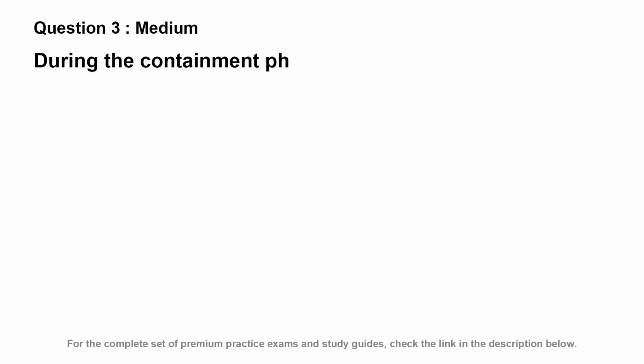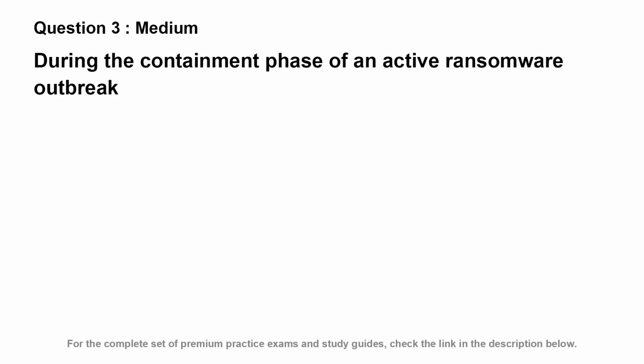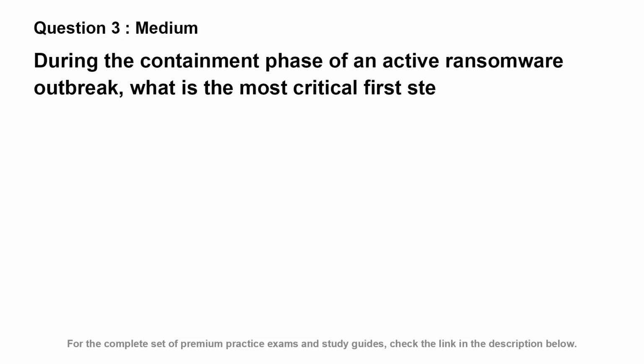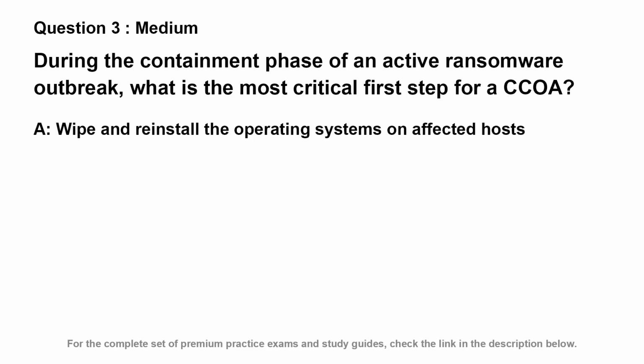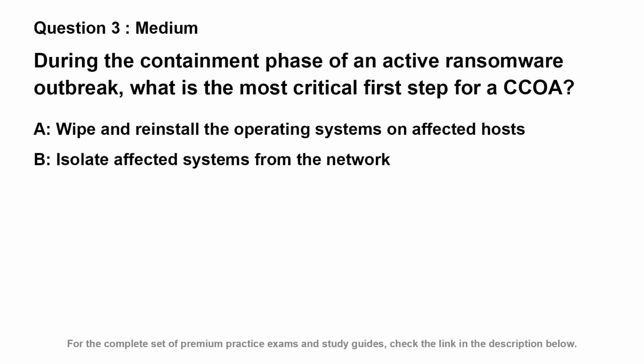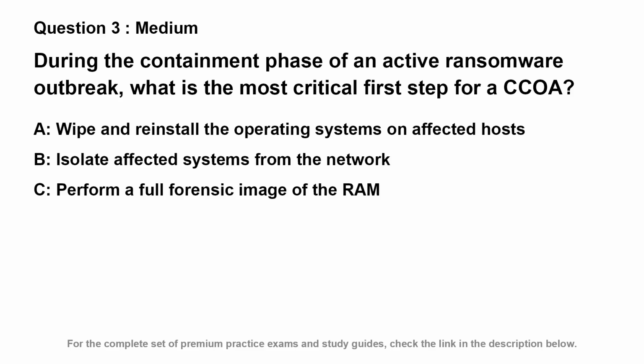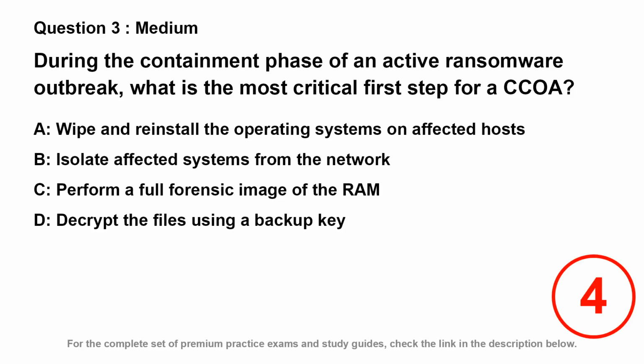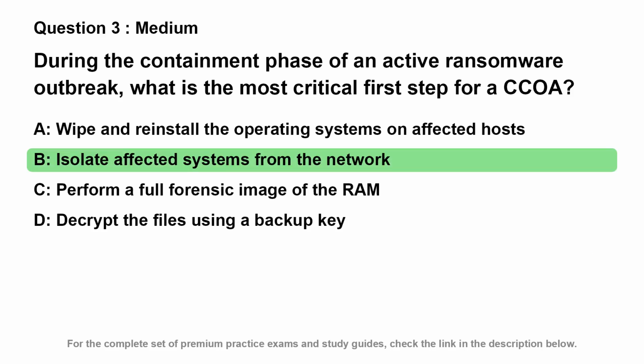During the containment phase of an active ransomware outbreak, what is the most critical first step for a CCOA? Option A, wipe and reinstall the operating systems on affected hosts. Option B, isolate affected systems from the network. Option C, perform a full forensic image of the RAM. Option D, decrypt the files using a backup key. The correct answer is B.